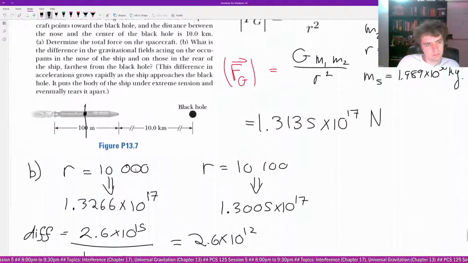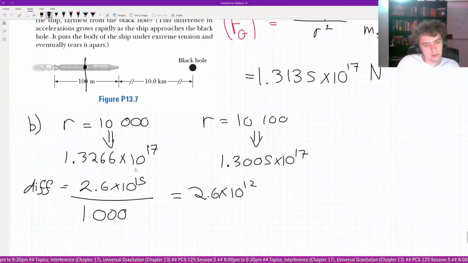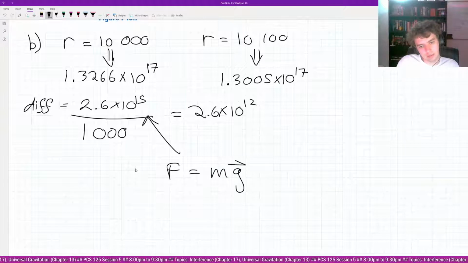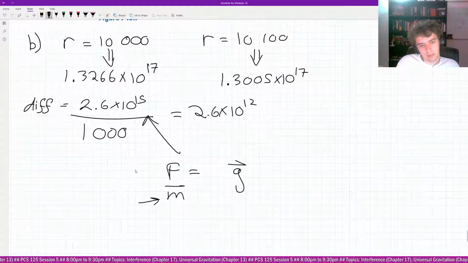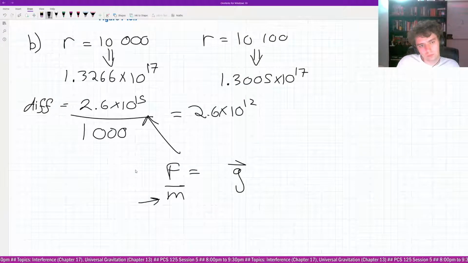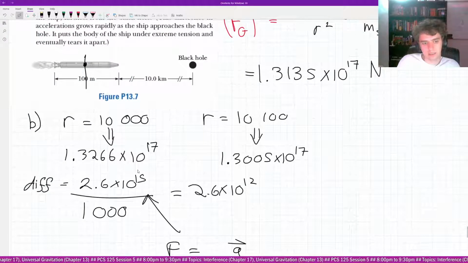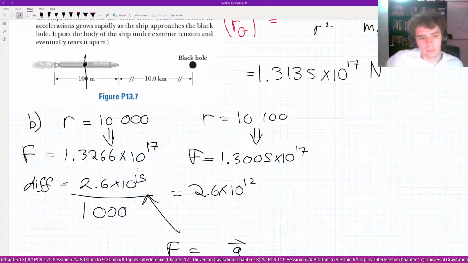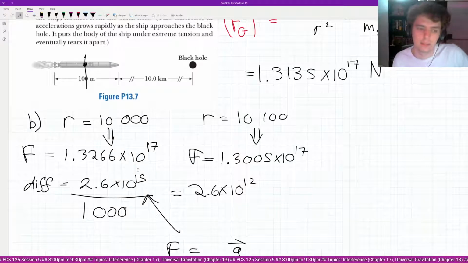Wait, why exactly do you have to divide by 1,000? Because this quantity right here is the force, but the force is the mass times the gravitational field, right? We want the gravitational field, so we have to divide by the mass. But I thought that if we didn't use the mass of the ship in the calculation, we'd get the field directly. We did use the mass, and these are the forces. We could have just left the mass of the ship out of the calculation in the first place. Okay, that makes sense.